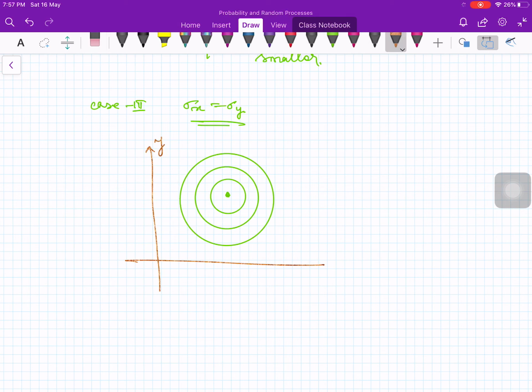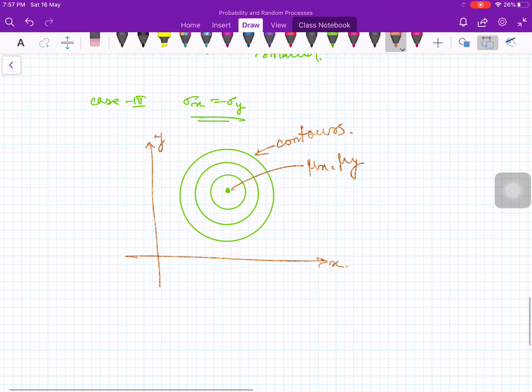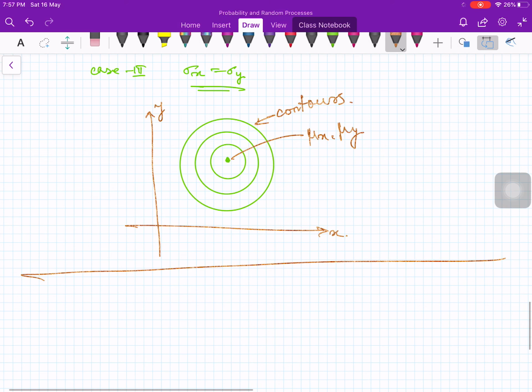This is your y, and this is x, and this point is mu x, mu y. These are called contours. Just visualize it a little more. Let me throw out you a particular picture. Let us consider the following case.